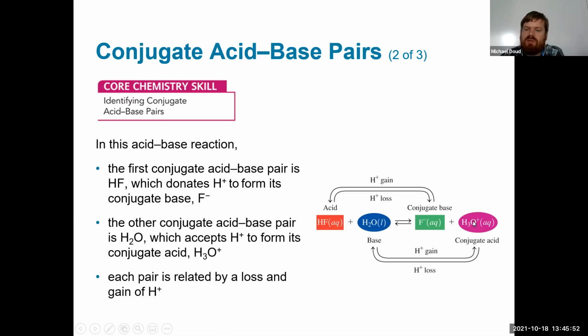Now the H3O plus can give up a proton to the fluoride ion, and in that case, it would act as an acid. So we call H3O plus the conjugate acid. So the base accepts a proton and becomes the conjugate acid. Likewise, in the reverse reaction, the fluoride would accept a proton. In other words, it would act as a base. So while HF is the acid in the forward direction, F minus is the base in the reverse direction.